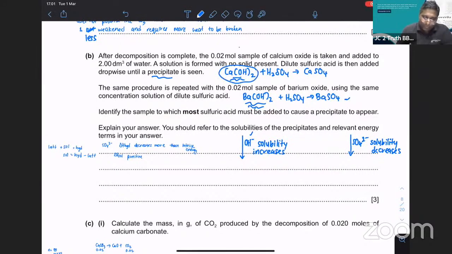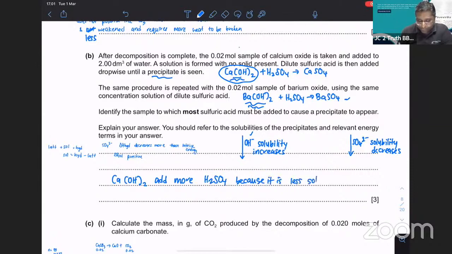So for calcium hydroxide, you need to add more H2SO4, because it is less soluble. So you add more, and then explain your answer.